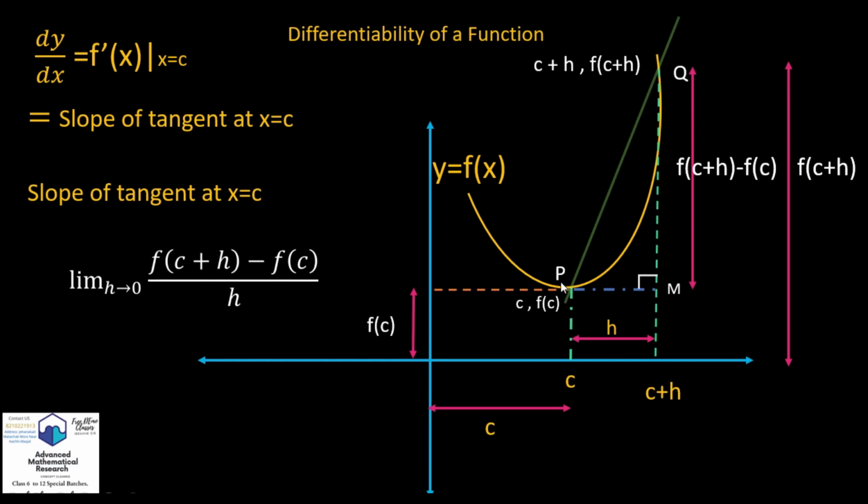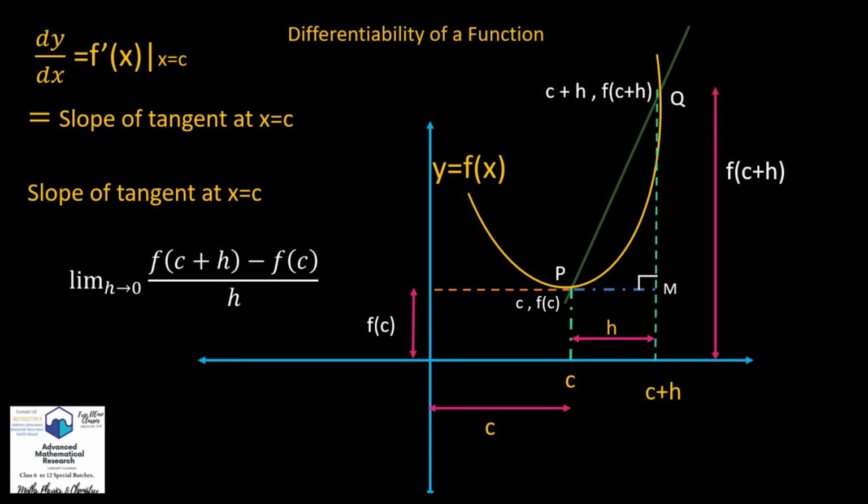Now we will calculate the slope of the secant line PQ. What will be the slope of PQ? That is equal to perpendicular divided by base. Here my perpendicular is f of c plus h minus f of c, and my base is h. So I will calculate the slope of the secant line, and see what happens as h tends to 0.